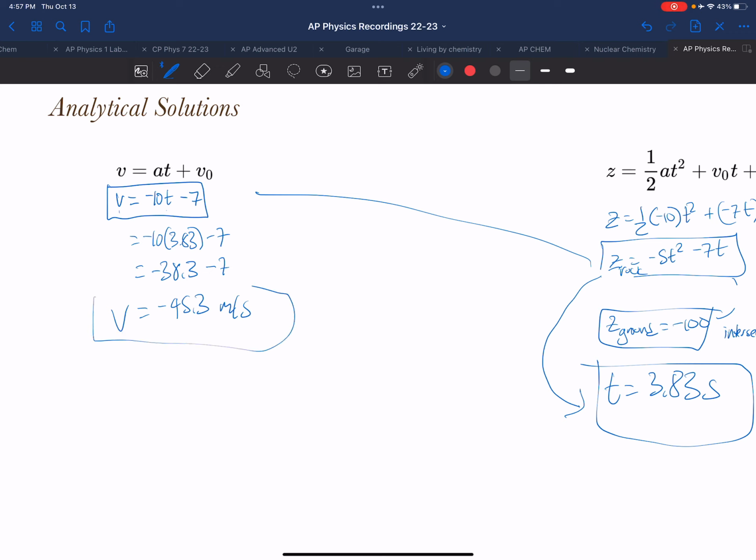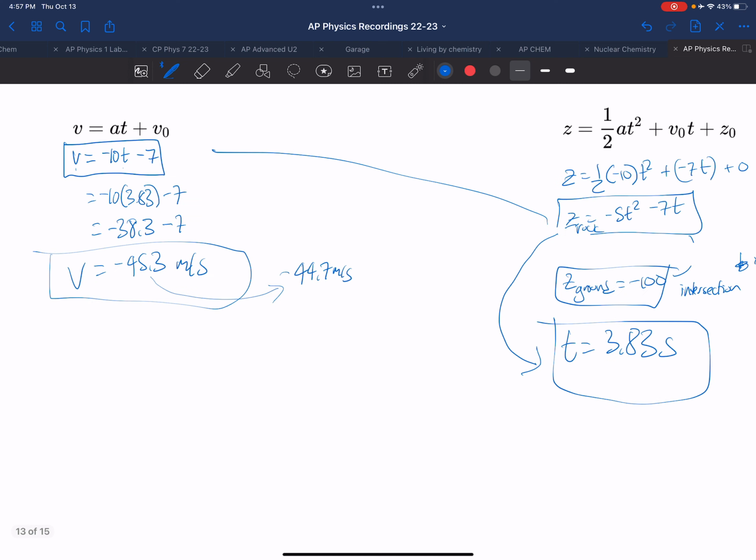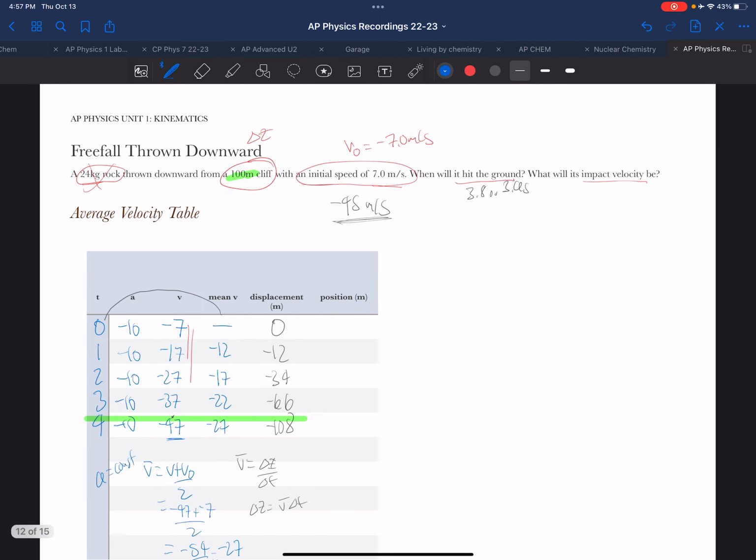And notice that answer is very similar to the other one. Previously, it was 44.7 meters per second. So we can see it's a little bit faster, and it's 3.8 seconds instead of 4.4 seconds. Right? So minus 45.3 meters per second versus minus 44.7, 3.8 seconds versus 4.47 seconds. So indeed, it takes less time. And indeed, it will actually have a higher impact velocity. Although, interestingly enough, we couldn't detect that from the table. It looked like they were the same.